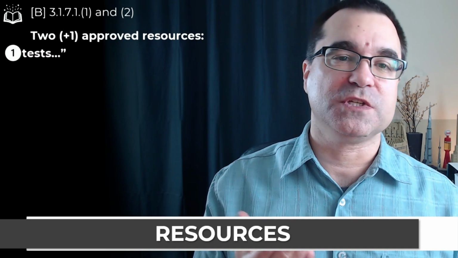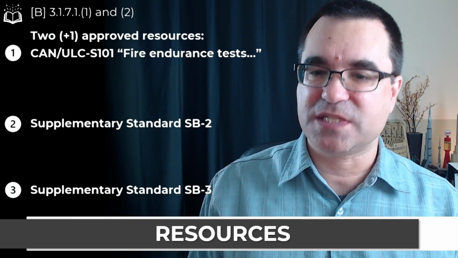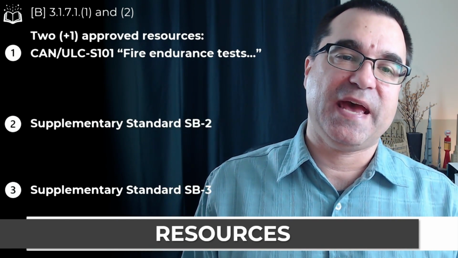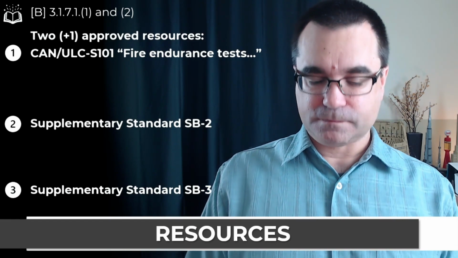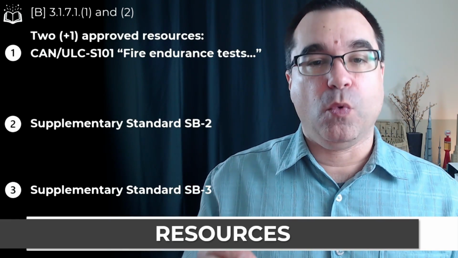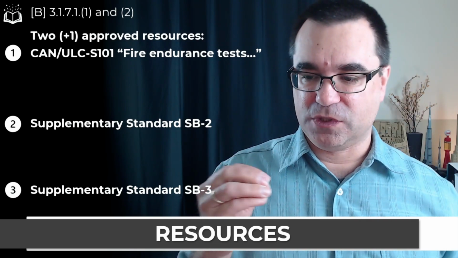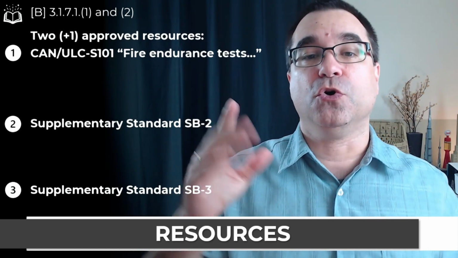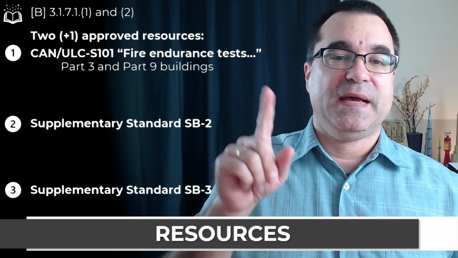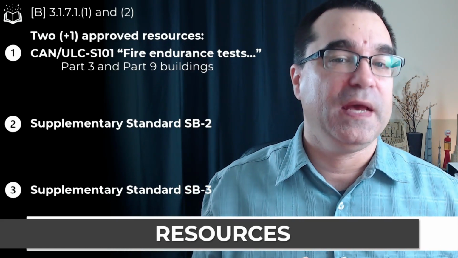So the first resource that's identified is the fire assemblies and resistance ratings that come from applying this specific test. That is the CAN ULC S101 test, which is the one that the Ontario Building Code identifies as the correct one to assign an amount of time to a certain single piece of material or different kinds of materials that have been put together. The results of this test can apply to both Part 3 and Part 9 buildings.